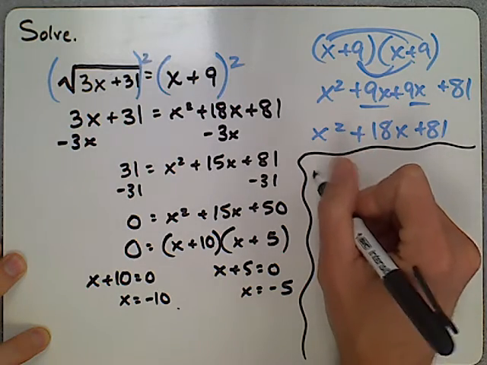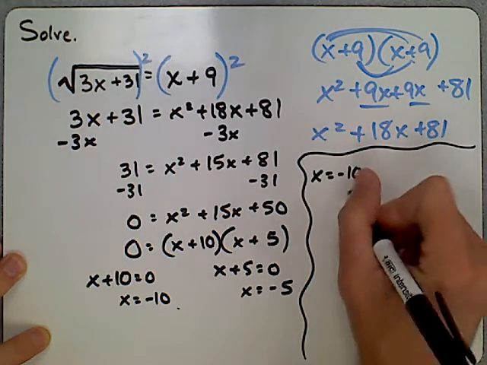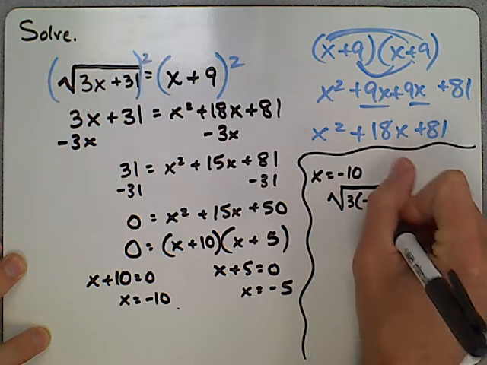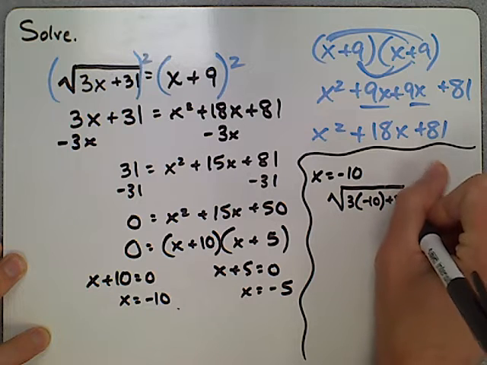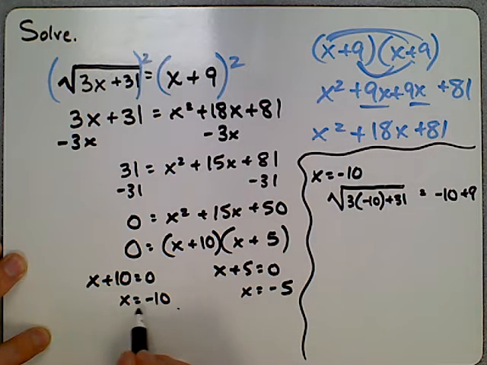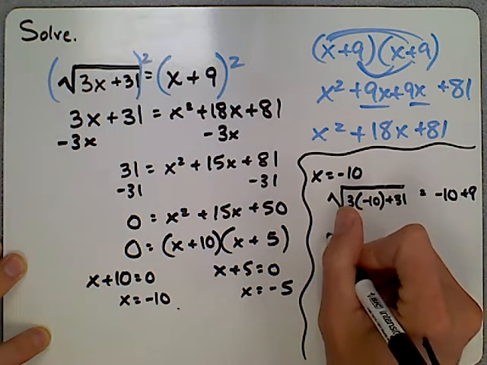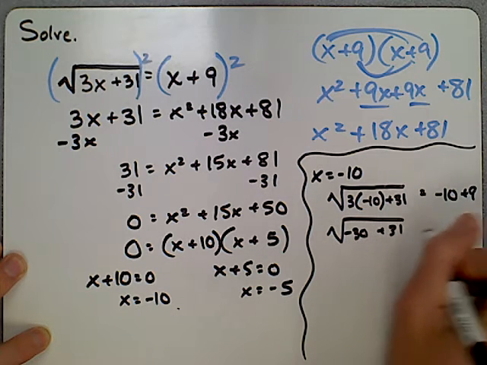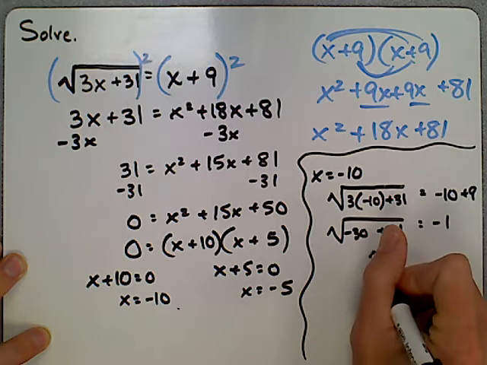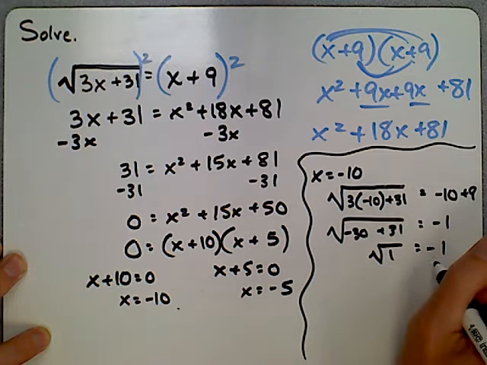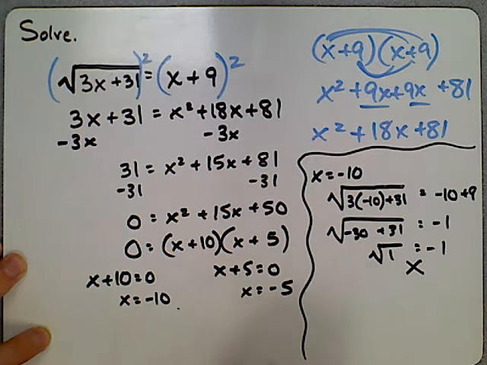We'll start with x equals negative 10. We plug that back in everywhere you see an x. So that's 3 times negative 10 plus 31 underneath the radical equals negative 10 plus 9. All I'm doing is taking this answer and plugging it back in. This is then negative 30 plus 31 equals negative 1. This is the square root of 1 equals negative 1. And because the square root of 1 is not actually negative 1, we would say that negative 10 does not work and that negative 10 is extraneous.